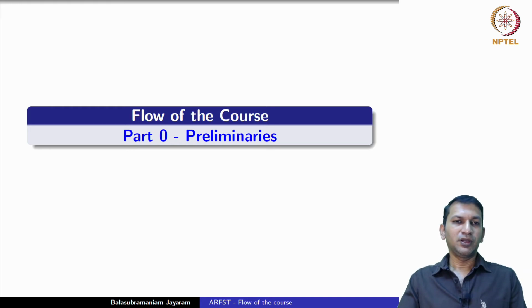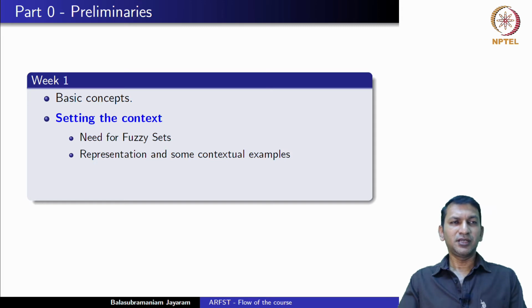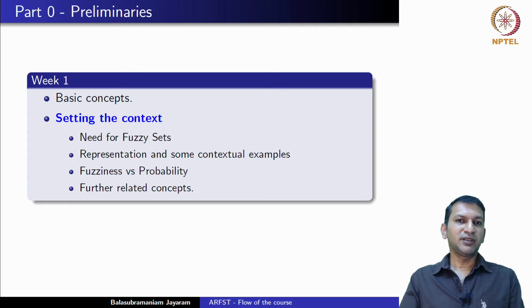Part 0 will deal with preliminaries, and this is what will be dealt with in the very first week of this course, wherein we'll cover the basic concepts. We'll set the context, by which we mean we discuss the need for fuzzy sets, the different representations and some contextual examples, as also see the difference between fuzziness and probability, and some related concepts as generalized from classical set theory to fuzzy set theory.